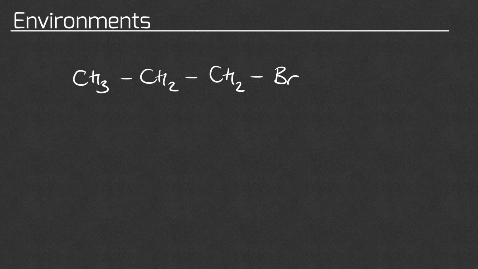We'll now look at a slightly bigger molecule, this time 1-bromopropane. Just like last time, we can say that this carbon is in a different environment from these two carbons here. This is quite obvious because this is a CH3 and the other two are CH2s. So this carbon is obviously different from the other two.